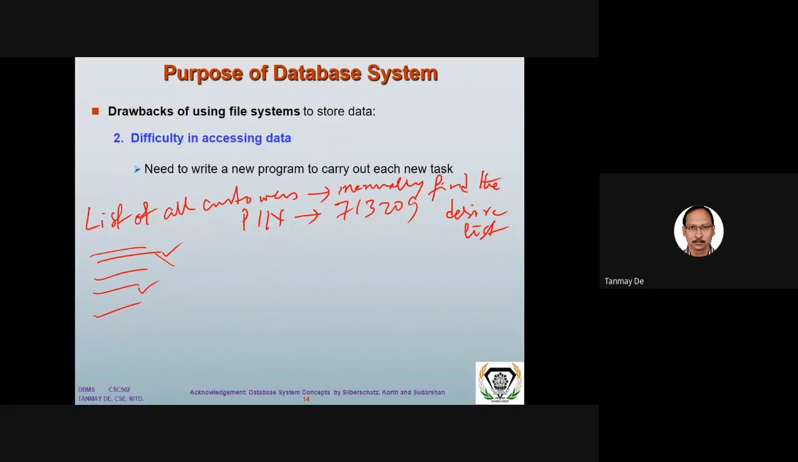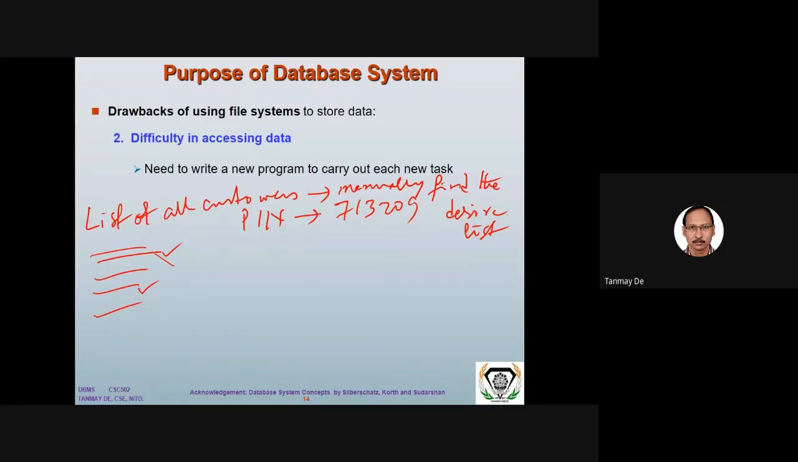Suppose, for example, the bank officer needs the list of customers who have taken a loan from a particular bank, between 1 lakh and 2 lakhs. But when the bank officer needs such information, there is no application program to generate such a list. That is, a list consisting of the names of customers who have taken a loan greater than or equal to 1 lakh and less than or equal to 2 lakhs.